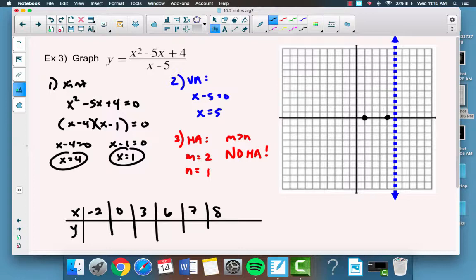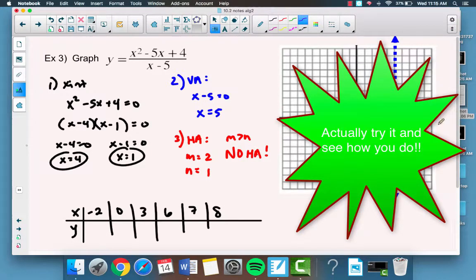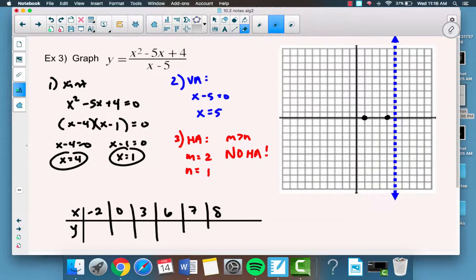All right, so you guys can go ahead and plug those numbers in and see what you get, and then all you have to do is connect. Just keep in mind that you cannot cross your line over the vertical asymptote. So the left side is going to have one connected graph, the right side is going to have the other. So pause the video, plug in your points, and see if you get what I get at the end.